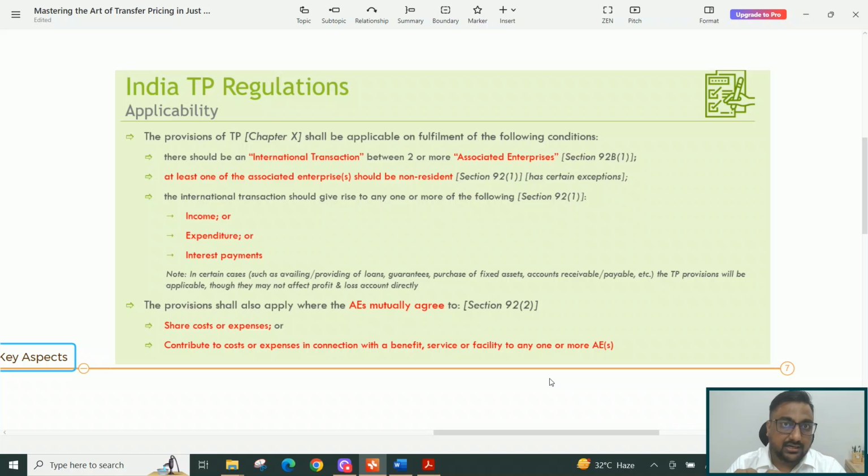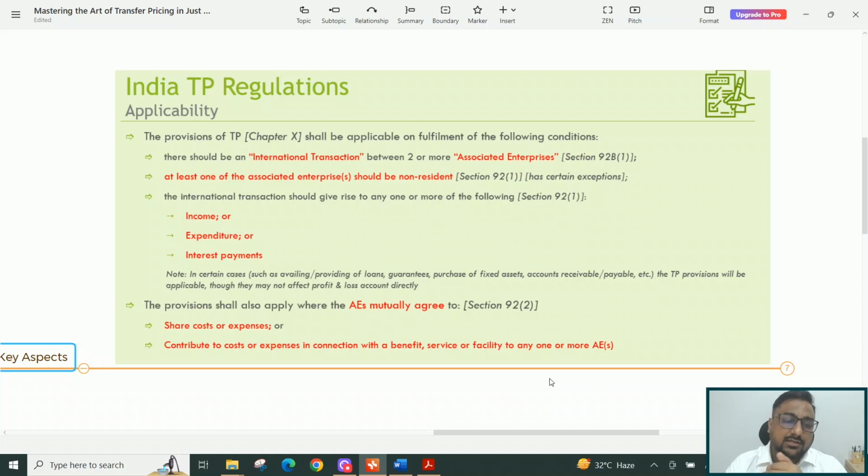If you see clearly, section 92 says that any income from an international transaction is required to be at arm's length price. The other transactions put under this note may relate directly or indirectly to your profit and loss account, such as bad debts. If there's a loan, then there's an interest payment also. If there's a purchase of fixed asset, then there is depreciation. So all these things affect your profit and loss, but dividend doesn't, and that is why generally we don't benchmark dividend income or dividend payments.